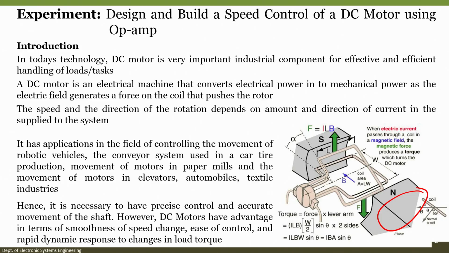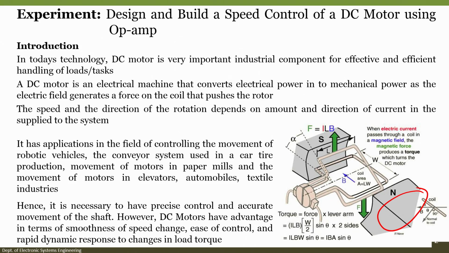The speed and direction of rotation depend on the amount and direction of current in the supplied system, and it has several applications in controlling the movement of robotic vehicles, the conveyor systems used in car tire production, motors in paper mills, elevators, automobiles, textile industries, and so on. Thus, it is extremely important to have precise control and accurate movement of the shaft.